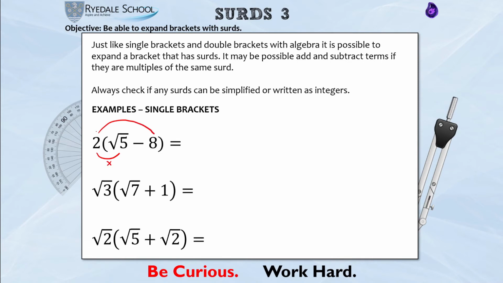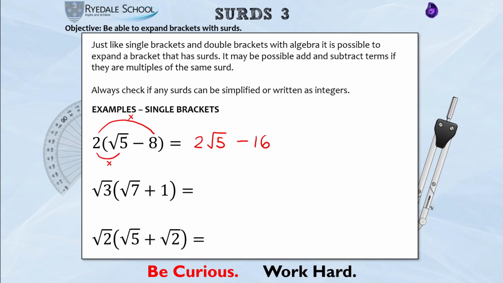I need to do 2 times root 5. Well, that is just 2 root 5. And I need to do 2 times -8, and 2 times 8 is 16, so it is -16. I cannot do any more with that expression. It doesn't simplify any further.